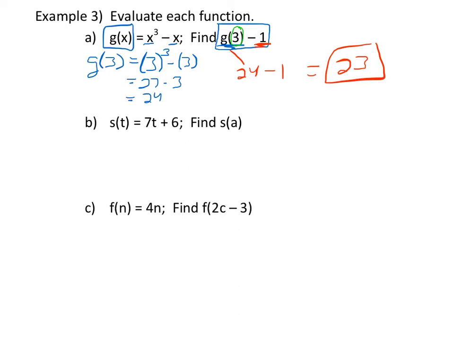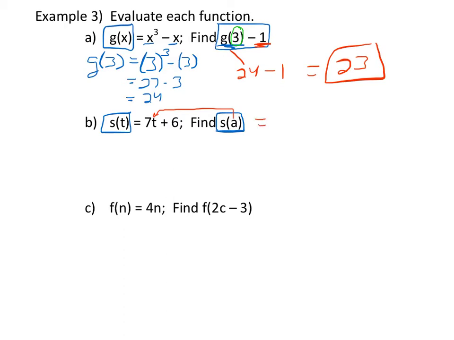This one has a function called s of t, and they want us to plug an a in. Well, that's interesting. They want to plug an a. Usually they plug in numbers. But this one says, please plug an a into the function.